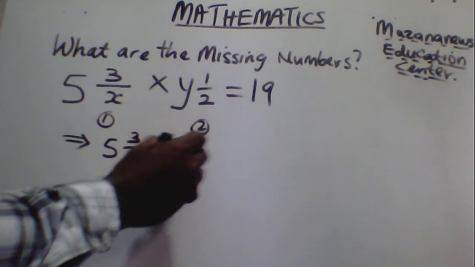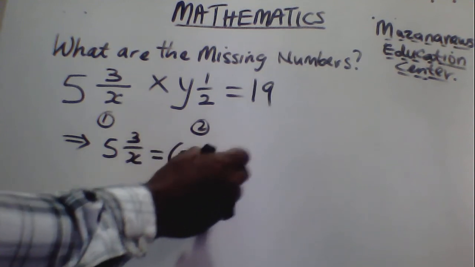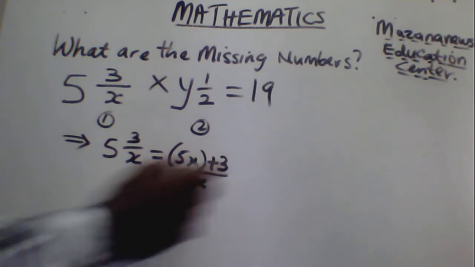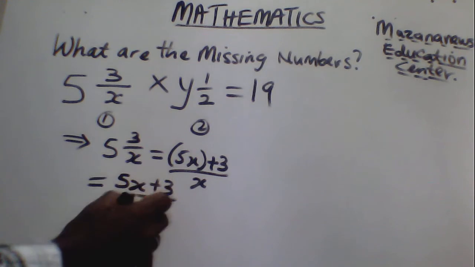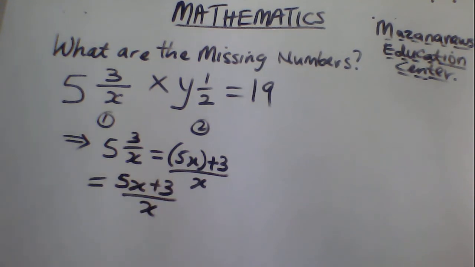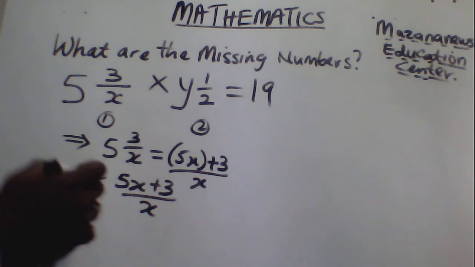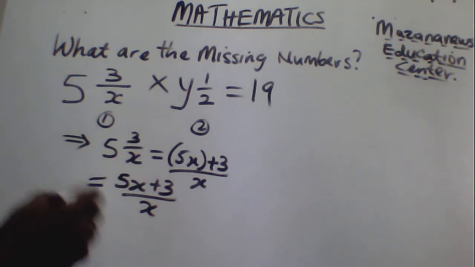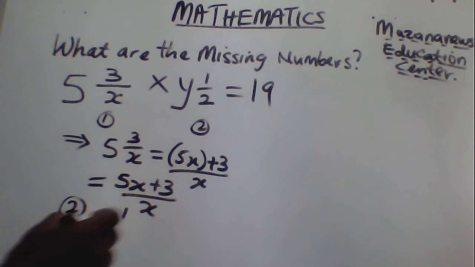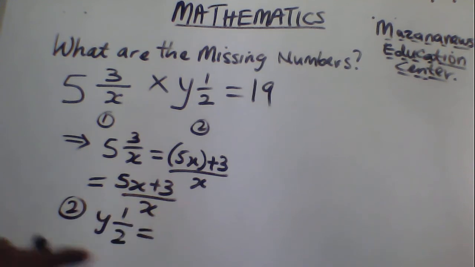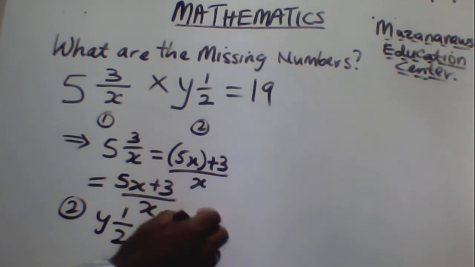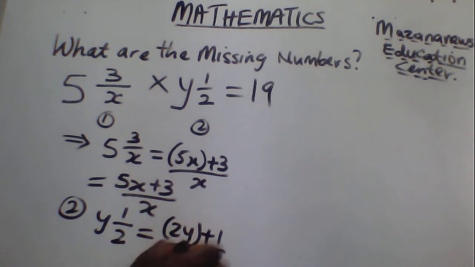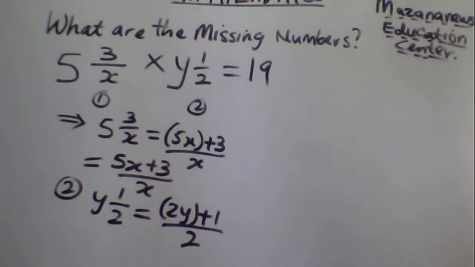You know how to do that. It gives us 5x plus 3 divided by x. So this gives us 5x plus 3 over x. So this is the first one. Once you have gotten this, you proceed to the second, which is y, a whole number, 1 over 2. You convert it to an improper fraction. 2 times this will give us 2y plus 1 divided by 2. So this is the first thing to do.